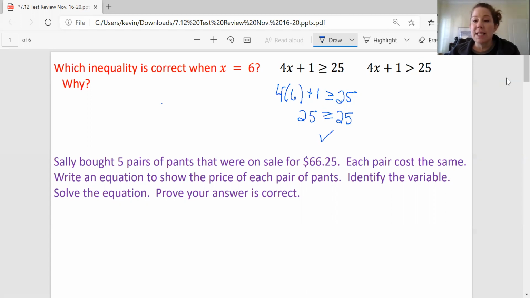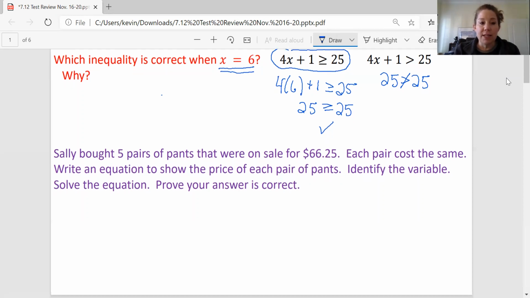If I plugged it into this equation, the numbers are the same, so I would still get 25 on the left side. This one would tell me that 25 is equal to 25. Is that true? No, that is not true. So this is the inequality that makes this value of x correct. And why? Because 25 is not greater than 25, but it is equal to, right?